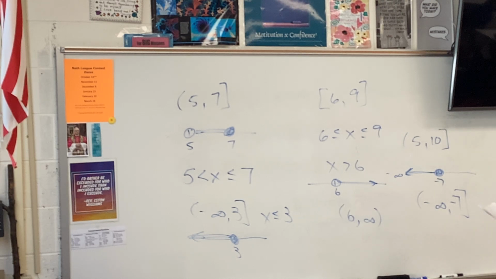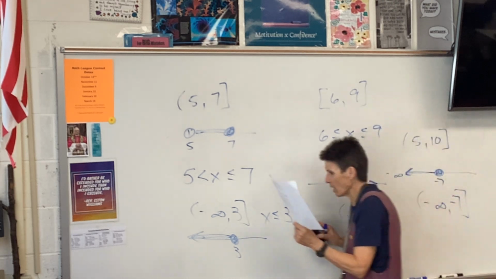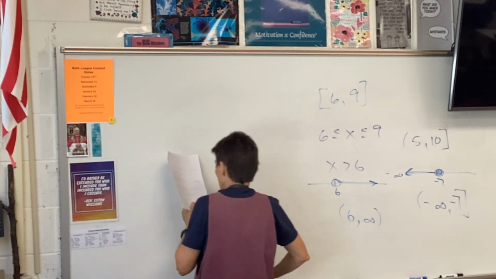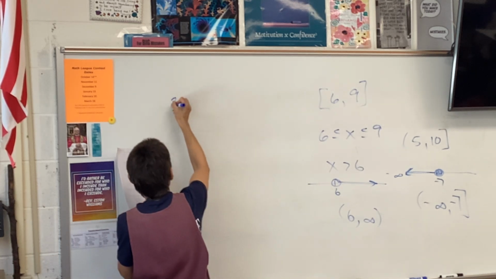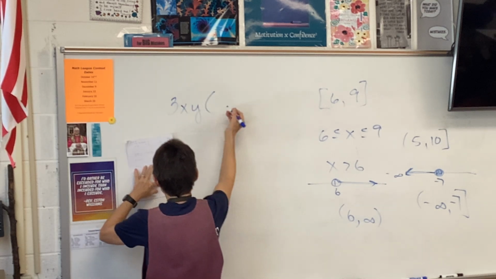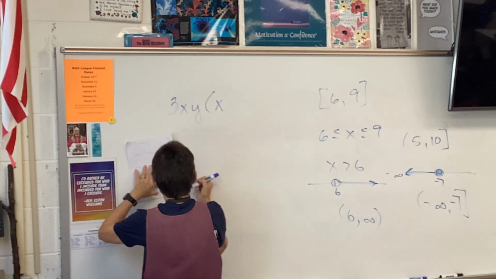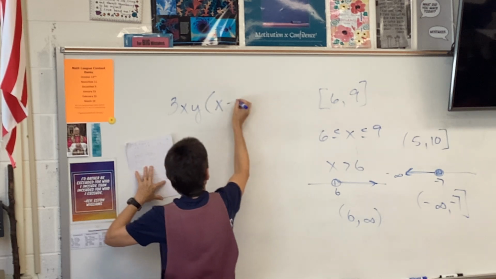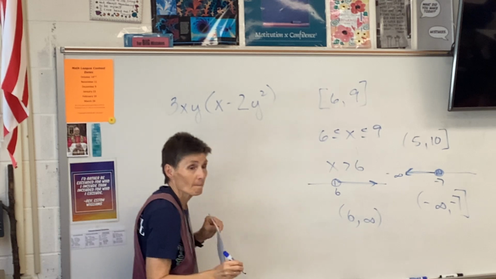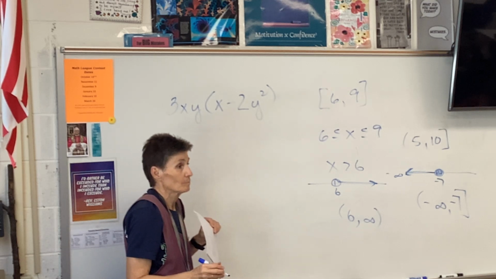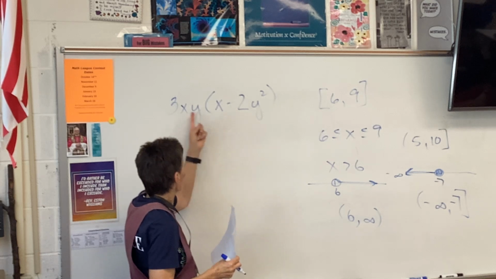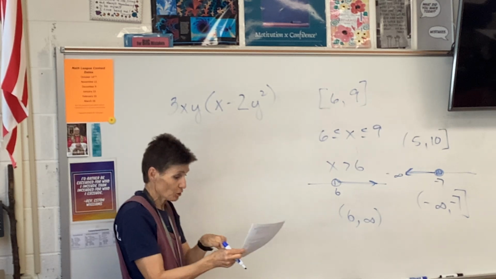So what can I factor out of problem B? I can take out a 3, an x and a y, is that what you said? Yeah. So I'm going to be left with an x minus 2y squared. And of course you can check that. You multiply this back together, you should get what's on the original.